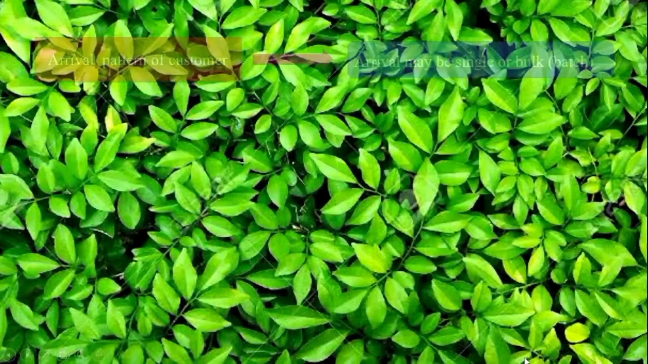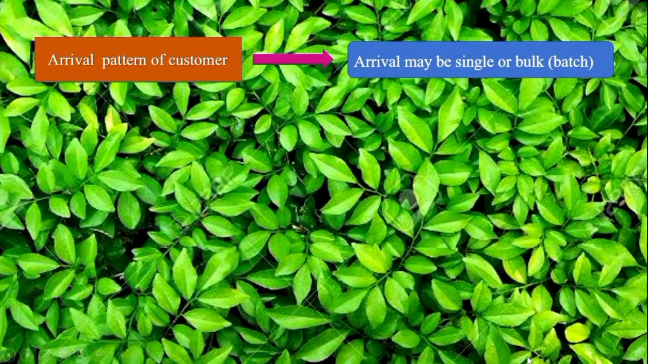Now we can see details about the basic characteristics of a queue. The arrival pattern of customers. The arrival pattern or input to a queuing system is often measured in terms of the average number of arrivals per some unit of time or by the average time between successive arrivals. The arrival may be single or bulk.